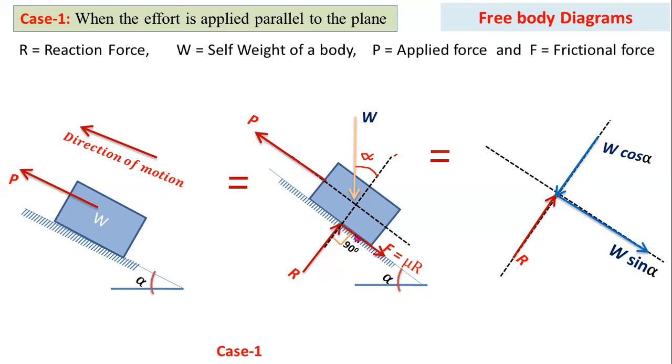Now you have to consider these two forces here. So this is an applied force or effort P parallel to the plane, and this one, F equal to mu R, is the frictional force. So here you can observe there are 5 forces. By using these 5 forces, you have to determine effort P required when the effort is applied parallel to the plane.